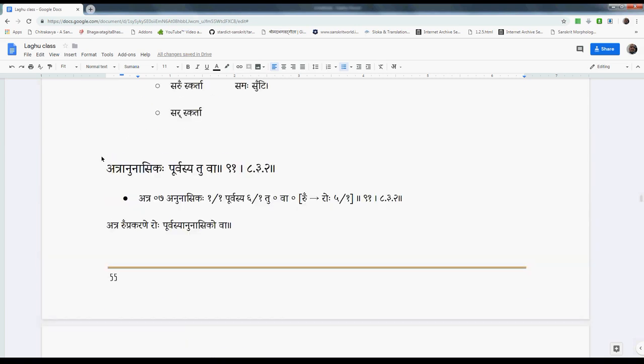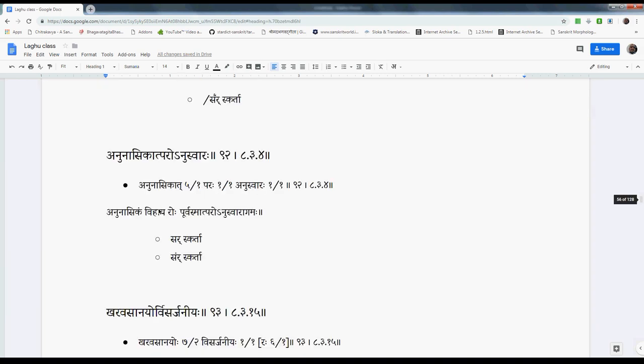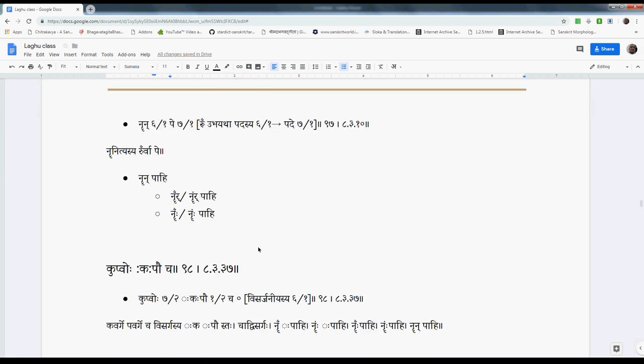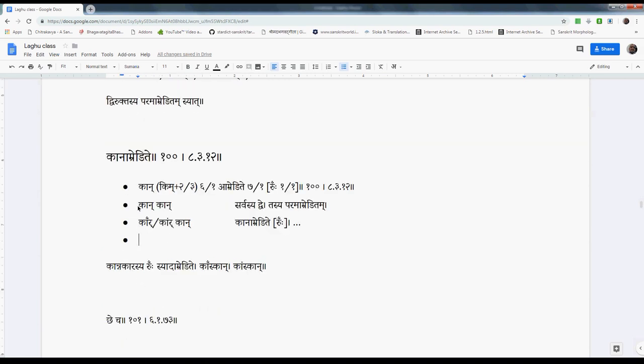See, atra anunasika purvasya, atra is the ru prakarana. In the ru prakarana, atra anunasika purvasya tu va. So this is an option. Either you get an anunasika before ru, or you will get anunasikat paronuswaraha. You get anuswara there. Therefore, two forms you will get. And what happens to those two forms now? So these two forms you will get, and then this repha, what will happen? Since kakara is following, which is part of khar, kharavasanayor visarjaniyah, thereby you will get visarga. So you will get visarga here, either this form or this form. Can't even pronounce kan. And then, okay, let me write the complete one otherwise.